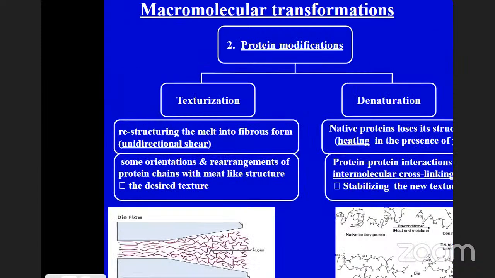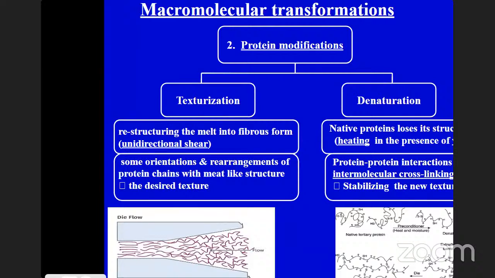The second type of transformation is protein denaturation and texturization. The extrusion cooking can also induce both protein denaturation and texturization. Native proteins are denatured during the extrusion process owing to the forces which stabilize the protein structure being weakened by the combined effect of increased temperature and shearing within the extruder.